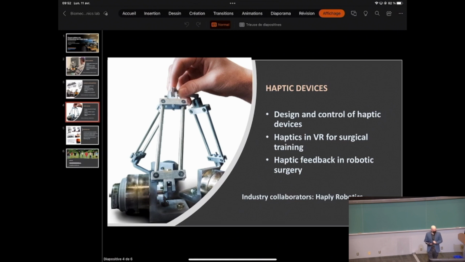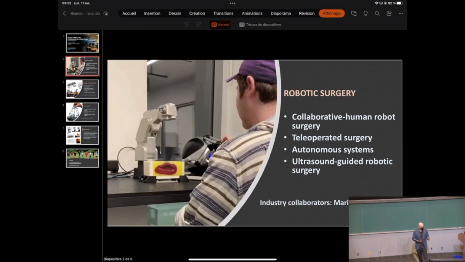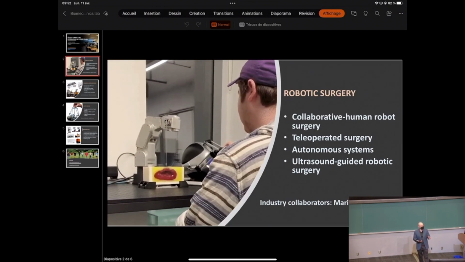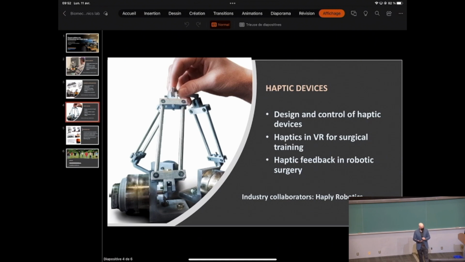Next is the development of those devices themselves. This is done in collaboration with a company from Montreal called Happily Robotics. What they want to do is develop specific consoles like this one, developed by one of my students, to control surgical robots. The ones we saw here are general-purpose devices; you can control anything with them. The company wants to develop specific ones to control surgical robots, to make it safer, to increase dexterity, and so on.